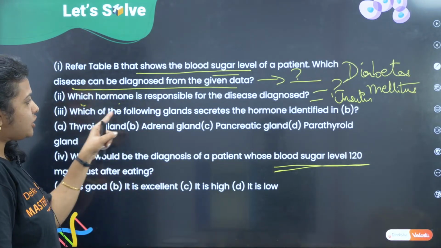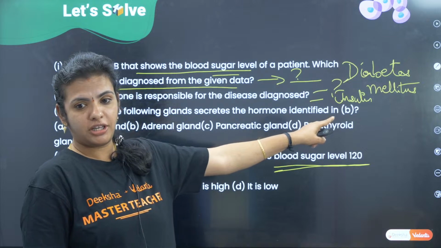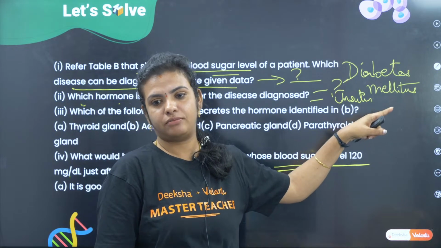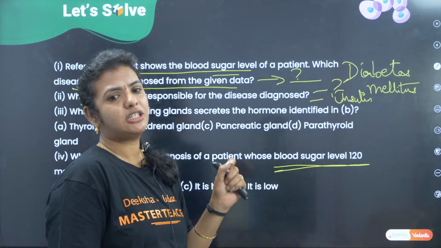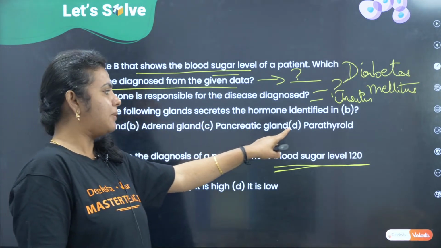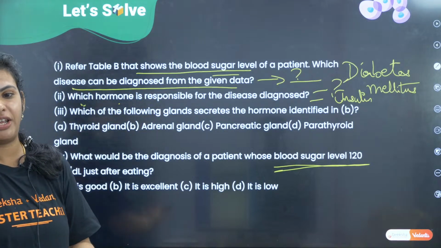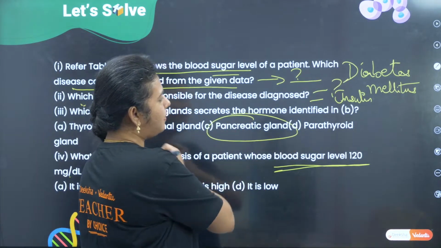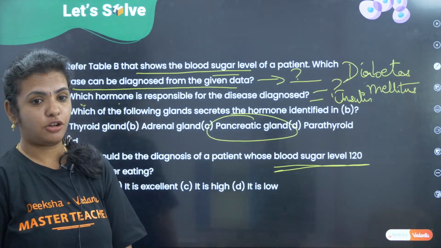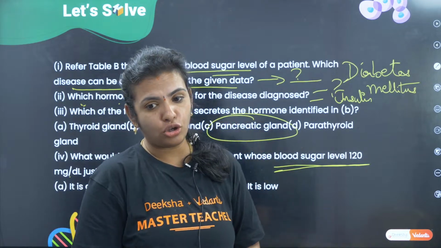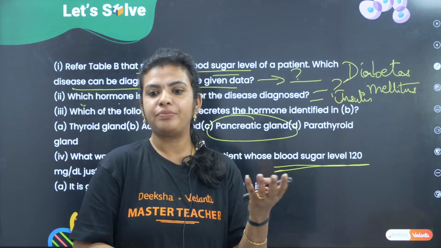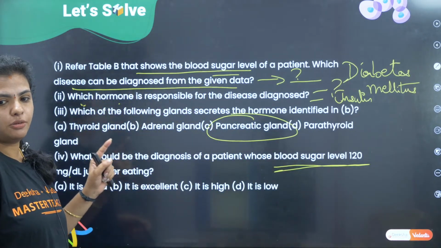All right. Which of the following glands secrete the hormone here? Which is that organ which is producing insulin? There is one gland which is responsible for the production of insulin. Is it the thyroid? Is it the adrenal? Is it the pancreas or the parathyroid? Very simple answer. It is the pancreatic gland. The pancreas is responsible for the production of insulin, and insulin lowers the blood glucose level. Here it is not functioning properly, so the person has got diabetes. Very good, Smita. Very good, Manjunath.